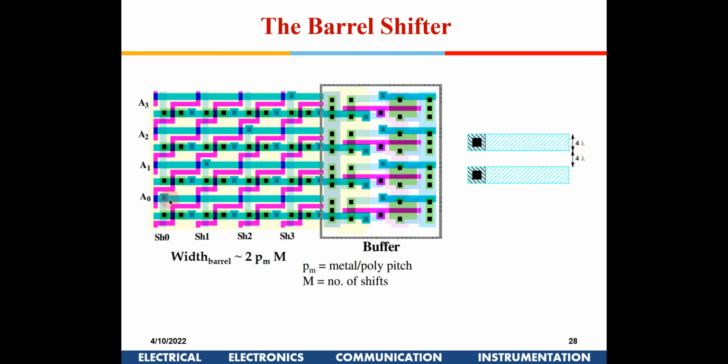Okay, so now if you see, in the barrel shifter, you have these lines going like this, right? All the gates are connected like this. So you will find the width of these gates or the metal lines has to be 4 lambda, and also the spacing here has to be 4 lambda. So if you compute the total width required for a barrel shifter, it is actually pitch times M. The pitch is 8 lambda, and M is the number of shifts which are required. So this is the kind of space a barrel shifter takes.